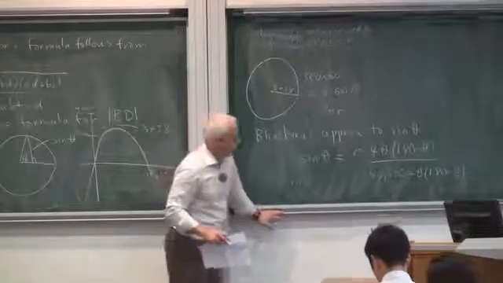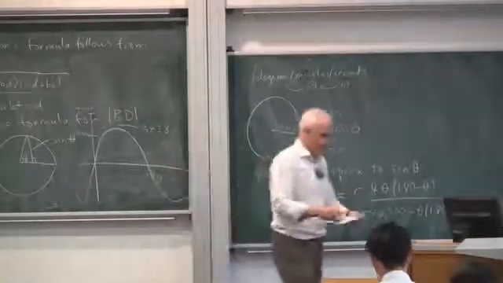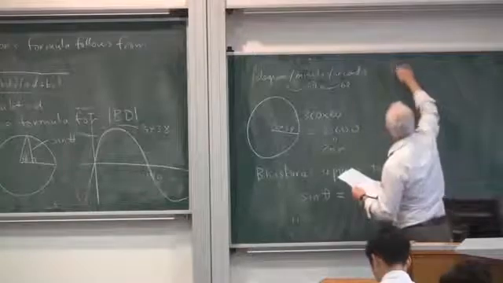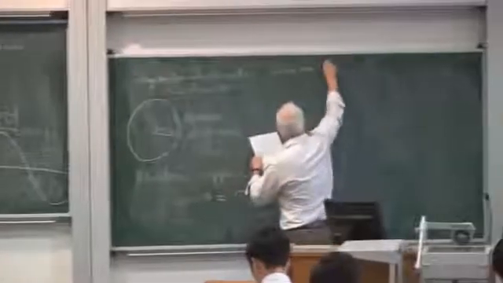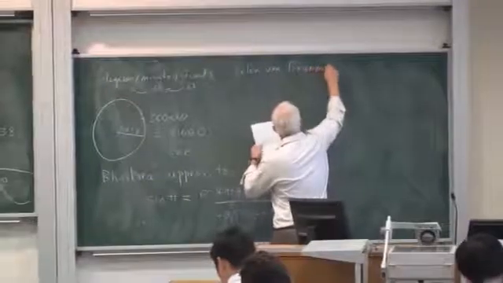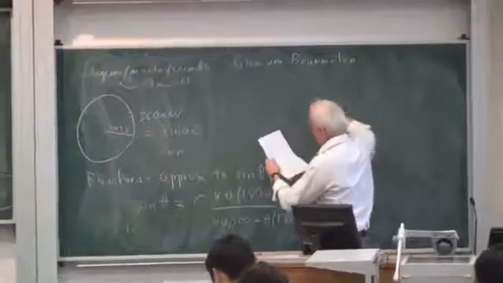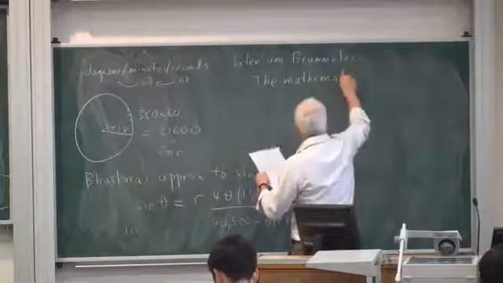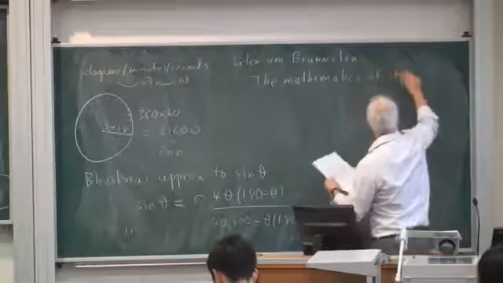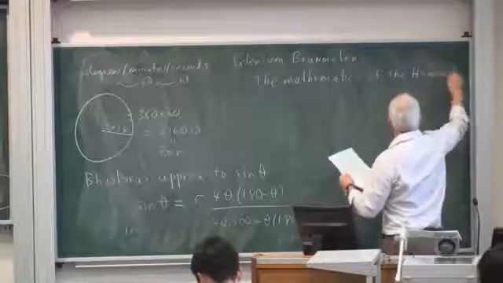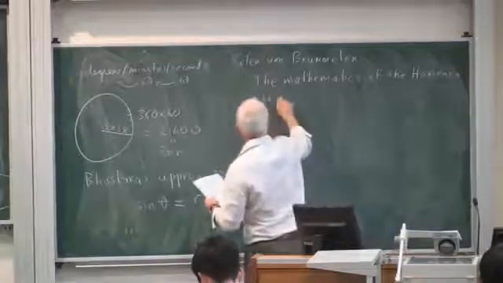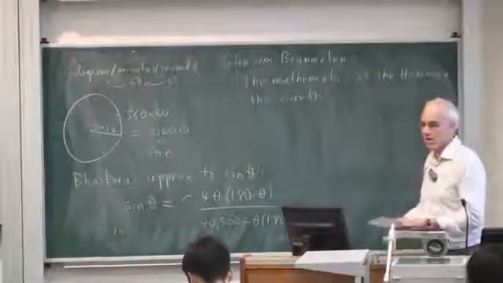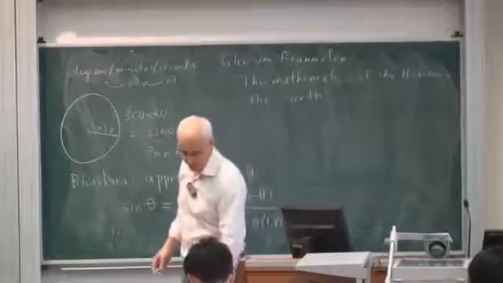The story of the Hindu contribution to trigonometry has many other things in it, and a very good source for this and lots of other information about trigonometry is Glenn Van Brummelen's book, which is called The Mathematics of the Heavens and the Earth. It's a history of trigonometry applied mostly to astronomy.